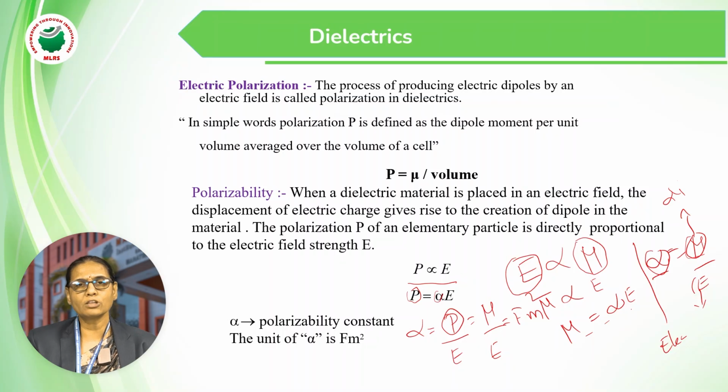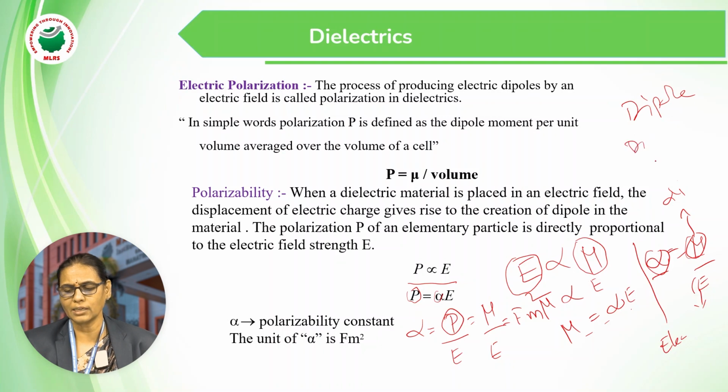So, now we have come across four definitions. First one is dipole. Second one is dipole moment. Third one is the dielectric constant epsilon r. Fourth one is polarization. These are the four major definitions which a student needs to understand in this concept.